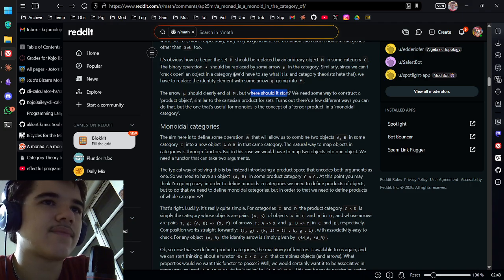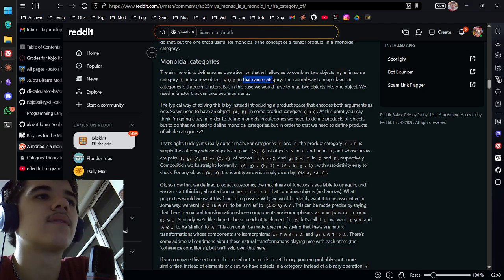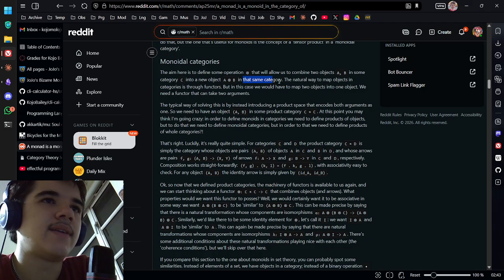Okay. Tensor product in a monoidal category. So the aim here is to define some operation, this multiplication, that will allow us to combine two objects A and B in some category C into a new object A times B in that same category. The natural way to map objects in categories is with functors, but in this case we have to map two objects into one object. We need a functor that can take two arguments. Can functors not? I thought morphisms could do that, no?